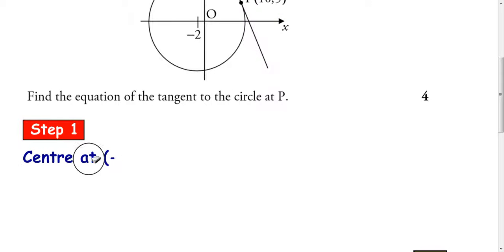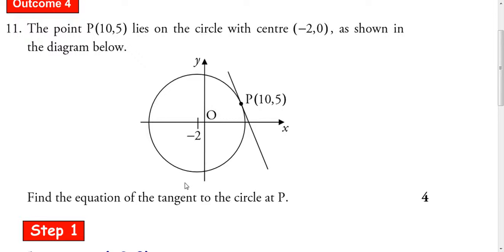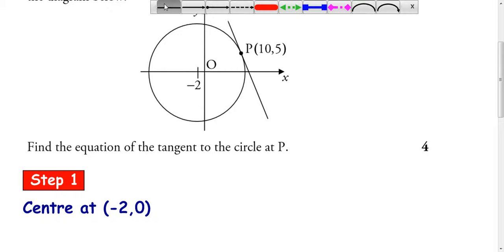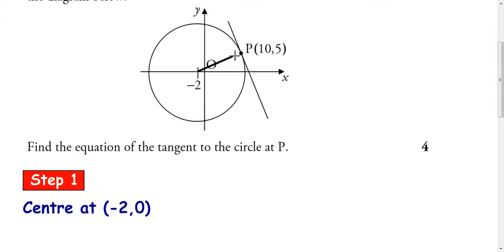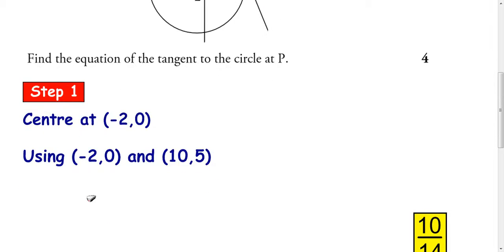So first of all, we've got the centre point (-2, 0). We know this up here. So because we've got (-2, 0) and (10, 5), we can get the gradient of the radius. If you imagine a radius line drawn from here to here, then we want the gradient of that because that meets the tangent at right angles. So the way to do that is delta y over delta x.